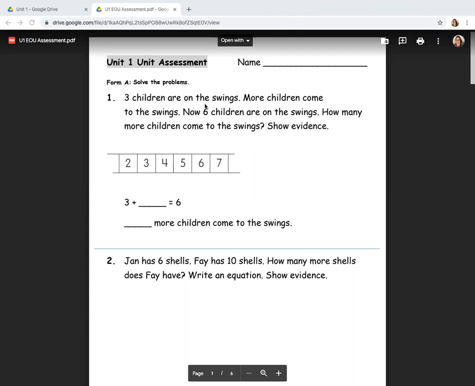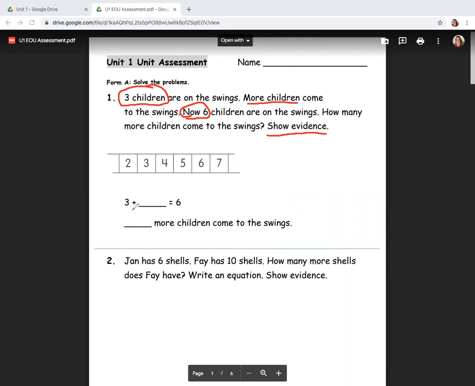3 children are on the swings. 3. More come. Now there are 6 children on the swings. How many more children come to the swings? Show evidence. Okay, so right now, what you are going to do is you're going to use this number line.